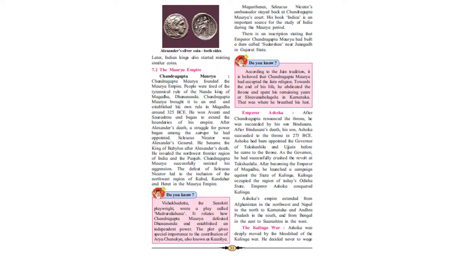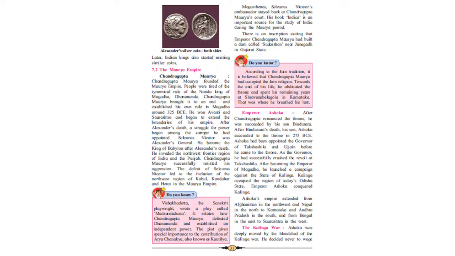Let us talk about Emperor Ashoka. After Chandragupta Maurya renounced the throne, means he left the throne, he was succeeded by his son Bindusara. After Bindusara's death, his son Ashoka succeeded to the throne in 273 BCE. Ashoka had been appointed the governor of Takshila and Ujjain before he became emperor. As the governor, he had successfully crushed, means defeated, the revolt at Takshila.